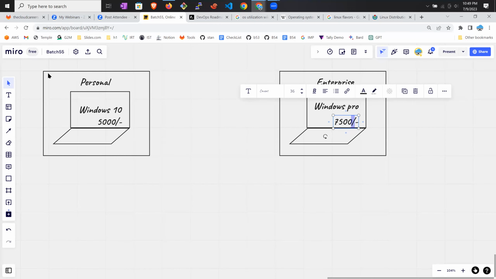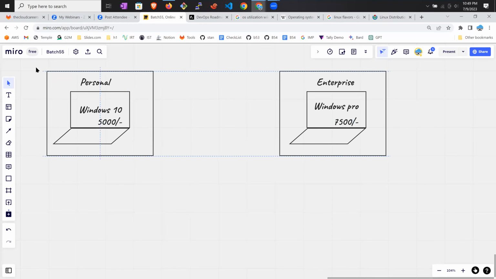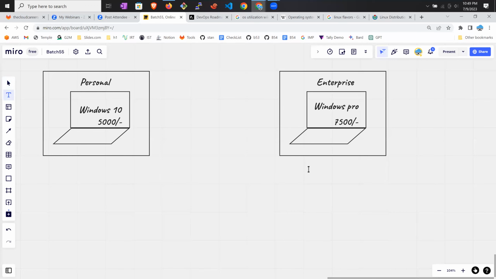In the personal space, you buy the license once and you can use it for a number of years. Till the time your computer is there, you can use it, right? But in an enterprise, it's not like that. You join a company, they give you a computer with the Windows operating system. It doesn't mean they bought a license for 7,500 and can use it for 3 years, 5 years, 10 years. No. Every 2 to 3 years, they need to renew the license.